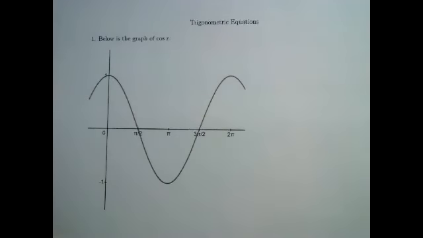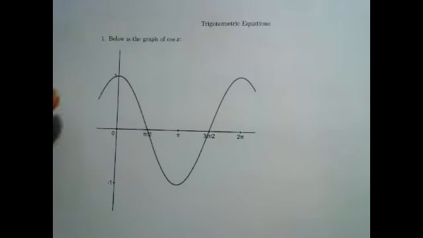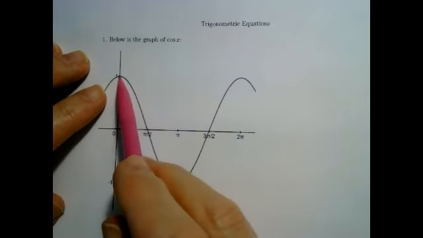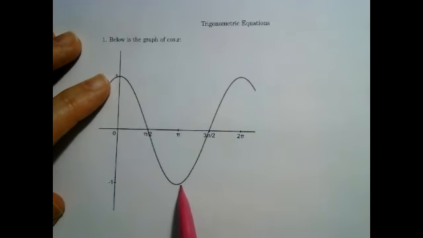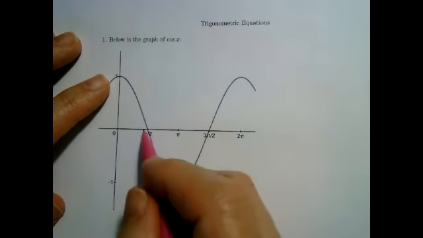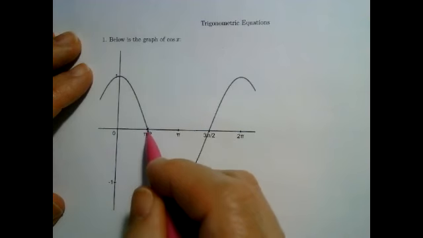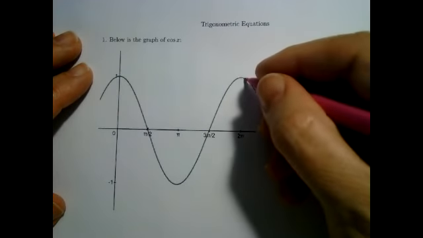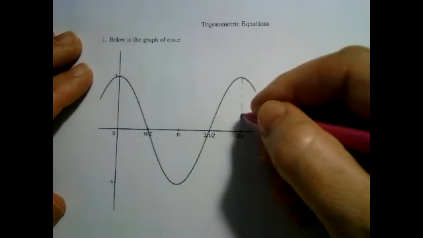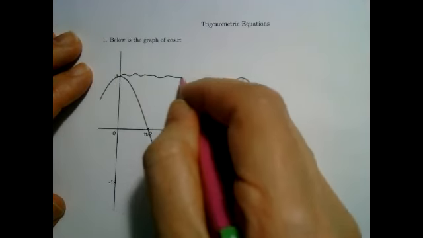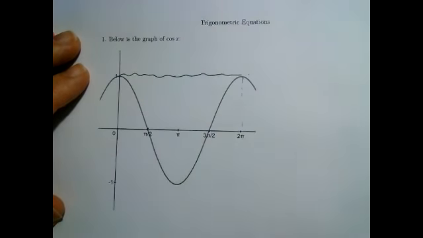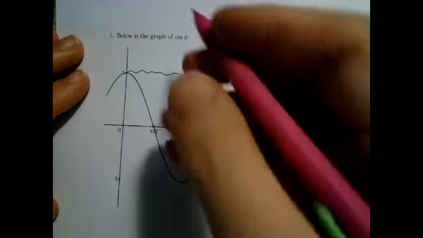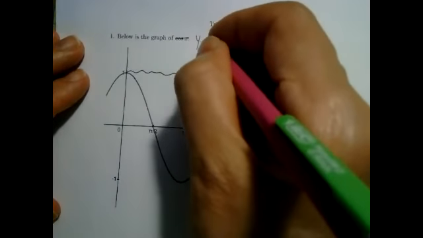Below is the graph of cosine x. So let us remember the graph of cosine. The graph of cosine starts at 1. So that's the highest value. The minimum value is minus 1. It's 0. We know that the cosine is 0 at pi over 2 and 3 pi over 2. And it's periodic of period 2 pi. So that's really the period. That's a cycle or the period. Okay. So that's the graph of y equal cosine x.